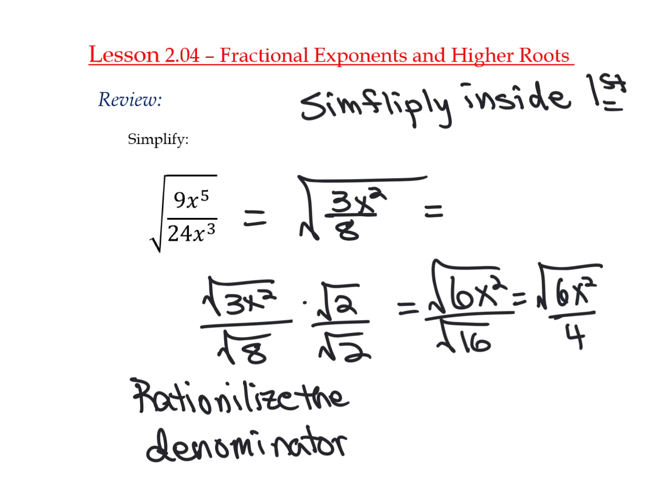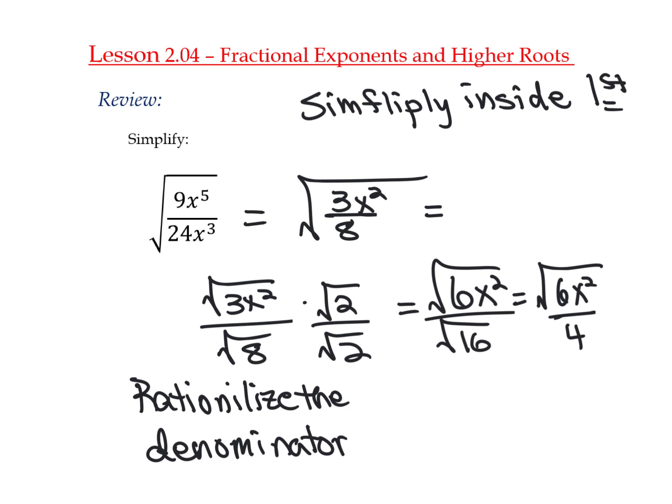Right, on this problem, we are simplifying a radical that contains a fraction. And when we do that, it's best to go ahead and simplify inside first. So what I did is I looked at the problem and said, I know that 9 and 24 are both divisible by 3. So I simplified the fraction 9 over 24 to be 3 over 8.